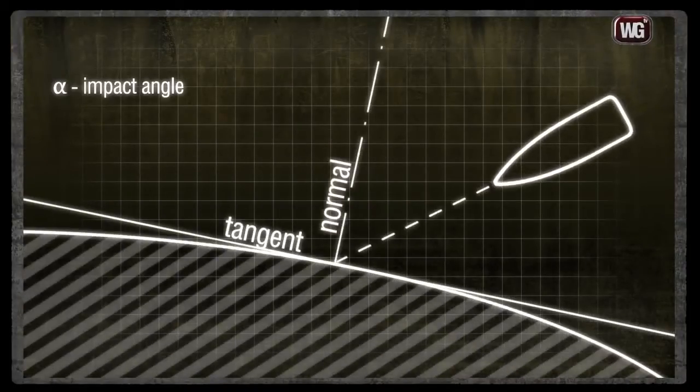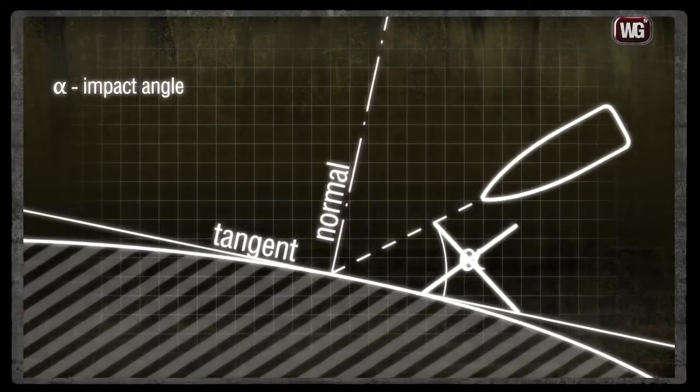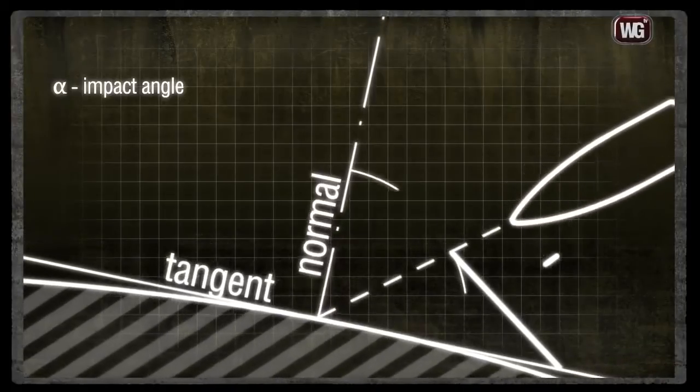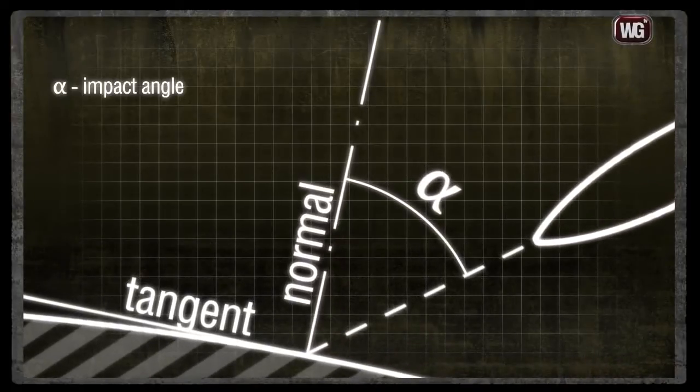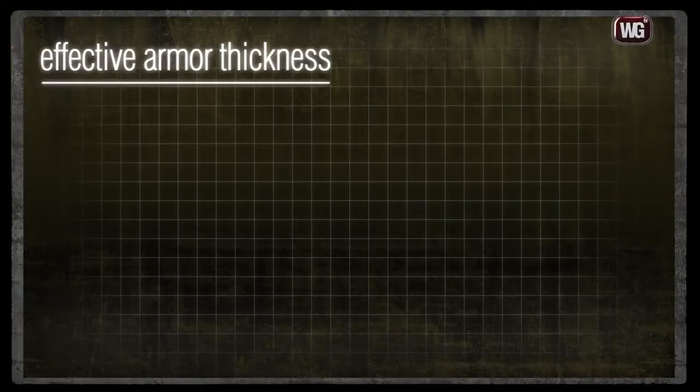It should also be noted that many players consider the impact angle to be the angle between the tangent and the shell path. For example, they'll say that ricochet chances are high if the impact angle is less than 30 degrees. However, we'll stick to the terms used by our developers and the military and compare the angle to the normal axis. Another term is effective armor thickness.